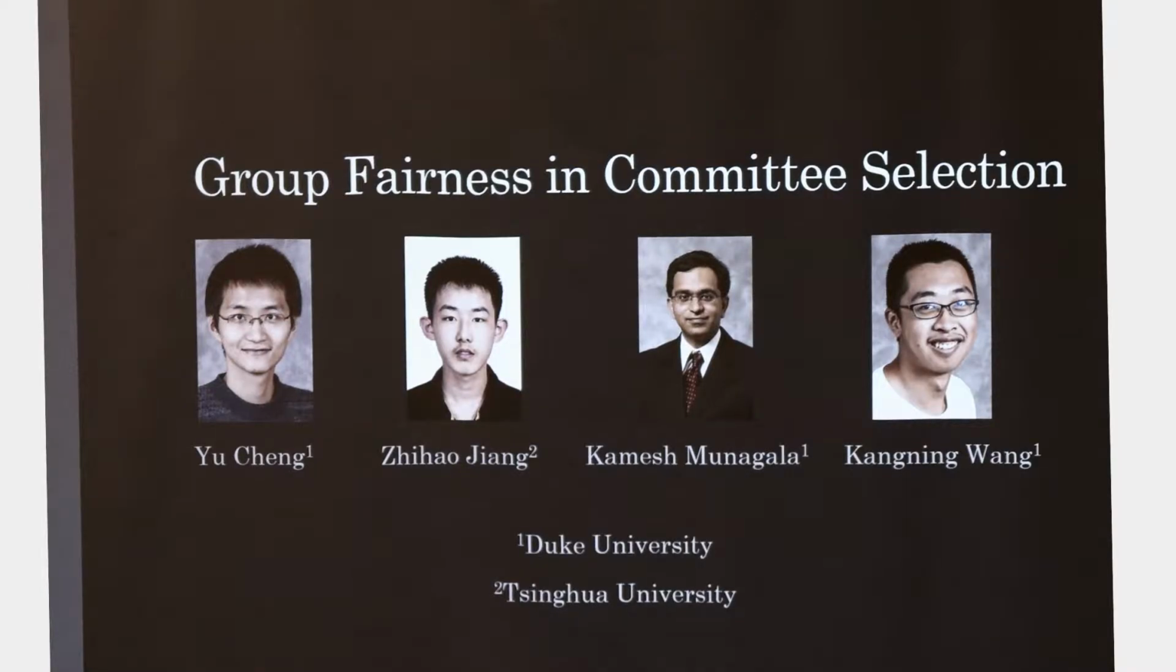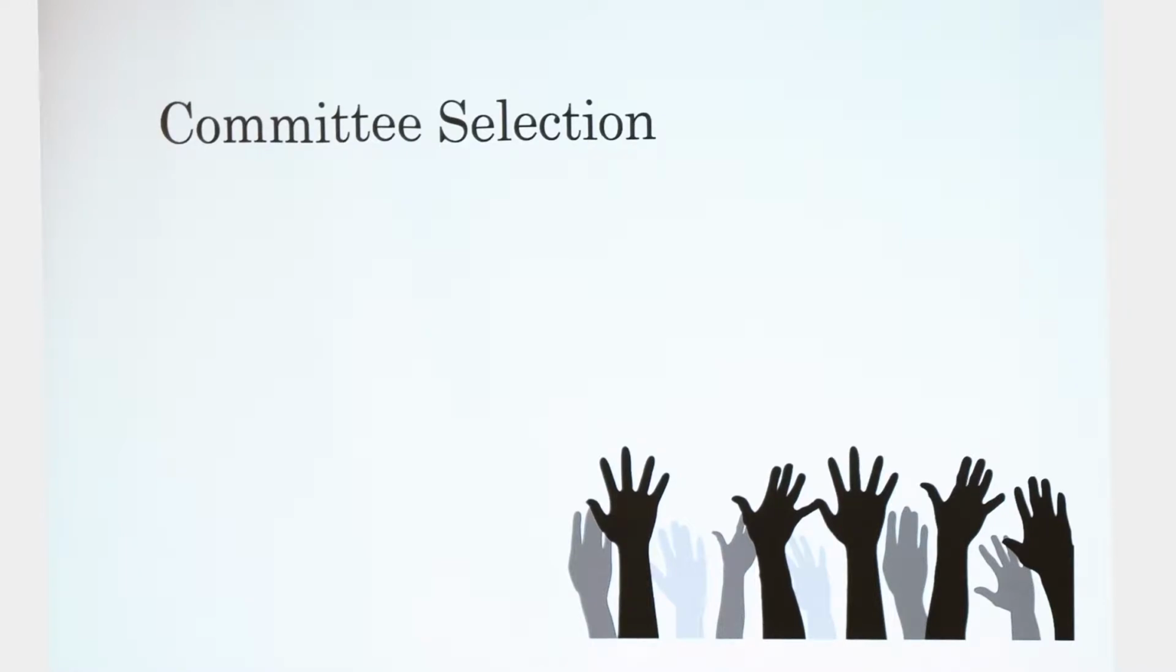Now let's talk about group fairness in committee selection. The work is a joint work with Cheng and Kamesh Munagala from Duke and Zhihao Jiang from Tsinghua University. So the problem is about committee selection. It's also known as multi-winner election.